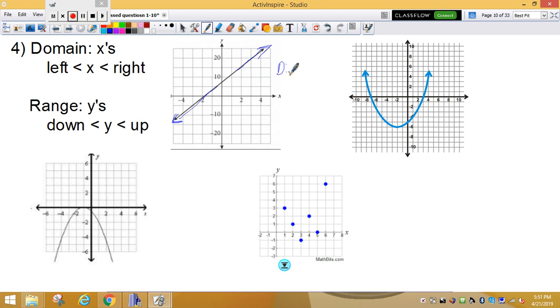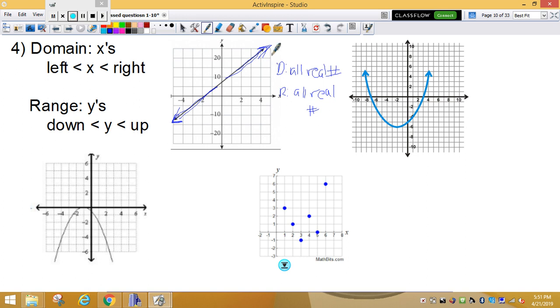So if you remember, when it goes forever both ways, that means it's all real numbers. So your domain's all real numbers because it goes left and right forever. Range goes down to up. So down, that arrow is going to keep going down forever. Up, that arrow is going to keep going up forever. So your range is also going to be all real numbers. A trick. I love straight lines. Straight lines are always going to be all reals forever for domain and range because they're going to go up and down forever and left and right forever.